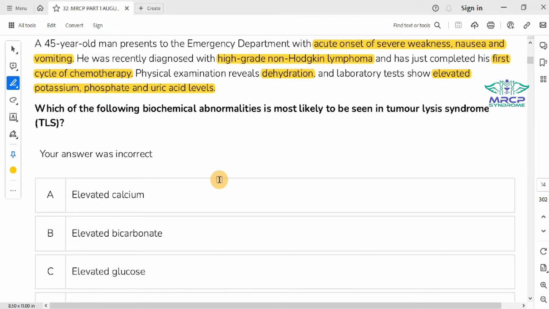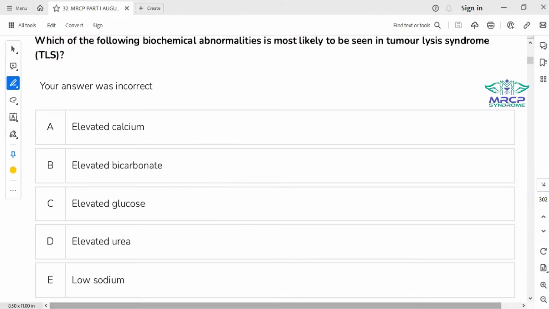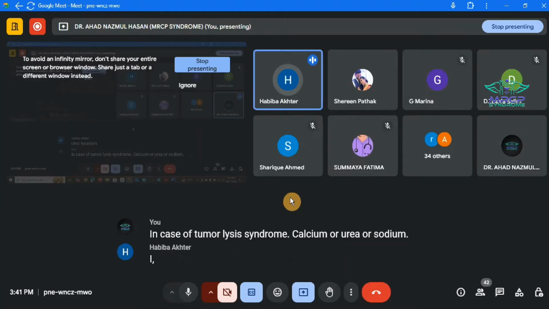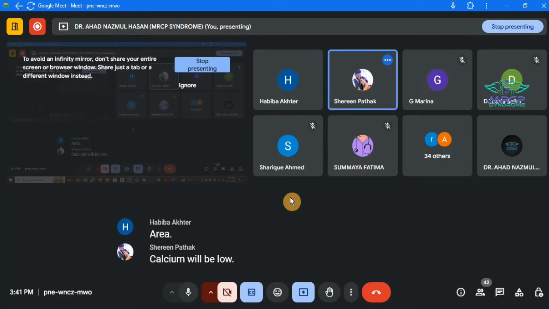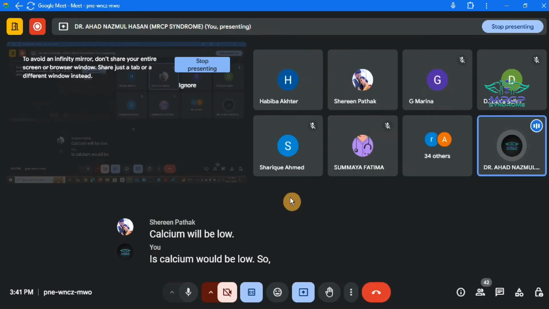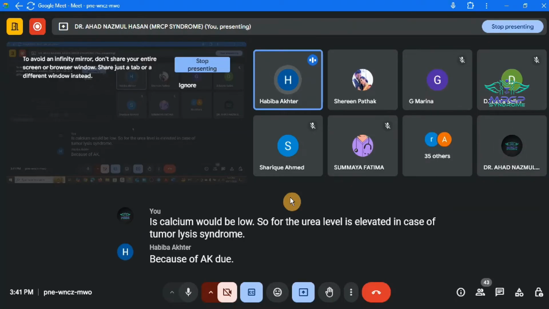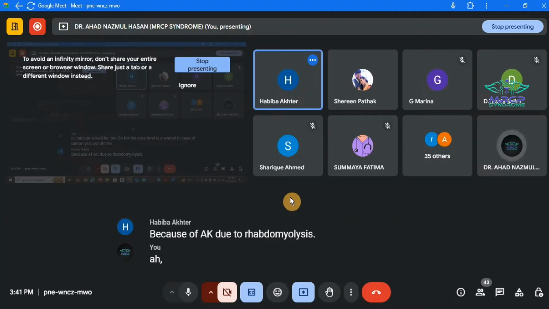So which biochemical abnormality in case of tumor lysis syndrome: calcium, or urea, or sodium? Urea will be elevated. Calcium will be low. Yes, calcium would be low. So why is the urea level elevated in case of tumor lysis syndrome? Because of AKI due to rhabdomyolysis. Yes, very good. Sorry.